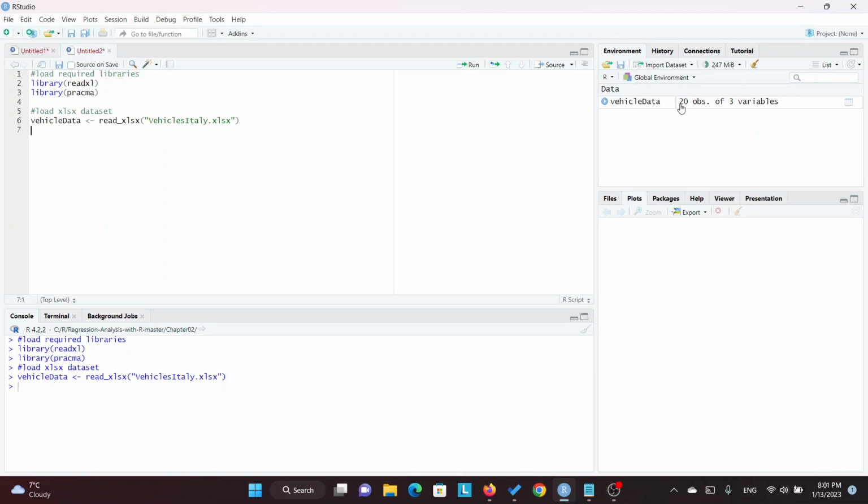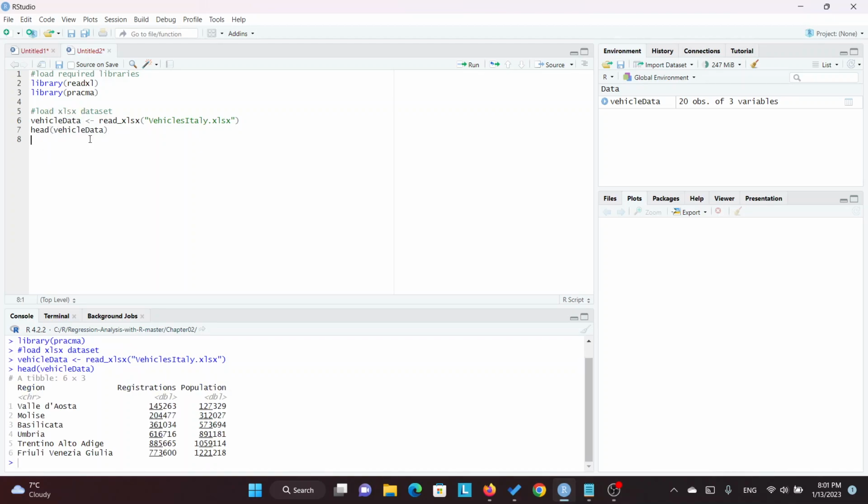That contains 20 observations of 3 different variables. Let's have a look at our data set. So we're going to do vehicle_data. If we run that, as you can see, our data has 3 different columns. The first one is the name of the region. The second column is the registration, that is, the number of registered vehicles. And the third one is the total population in the region.